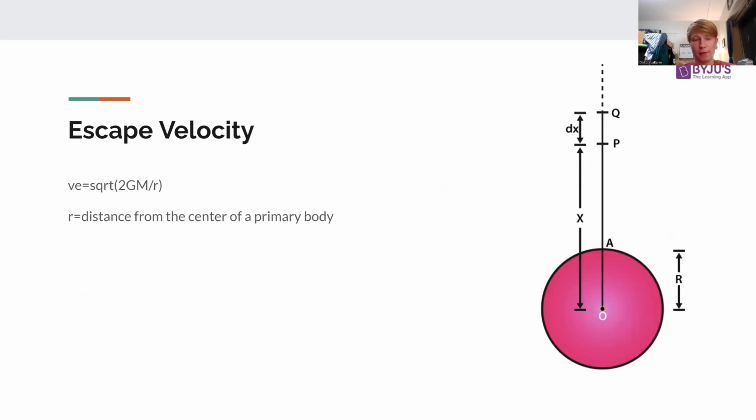And then finally, escape velocity. This is something that I wanted to learn because it's very interesting. Escape velocity is the necessary velocity needed to escape the gravitational pull of a mass such as the Earth.